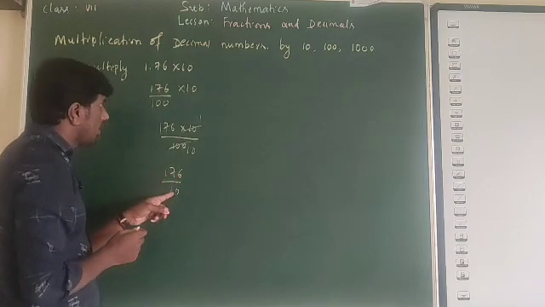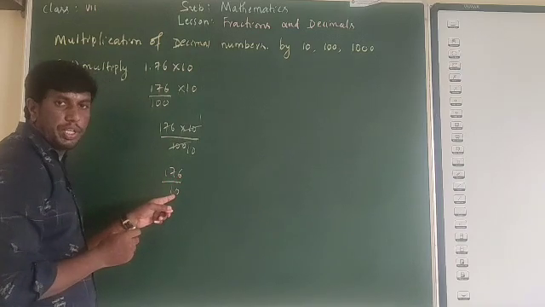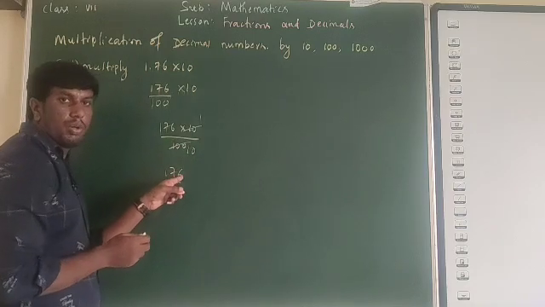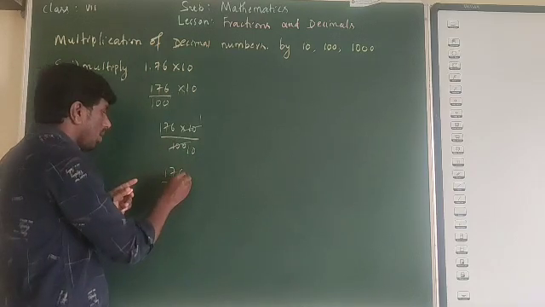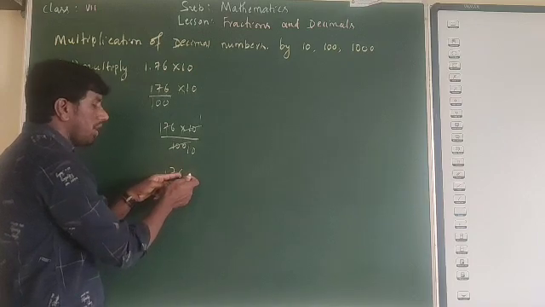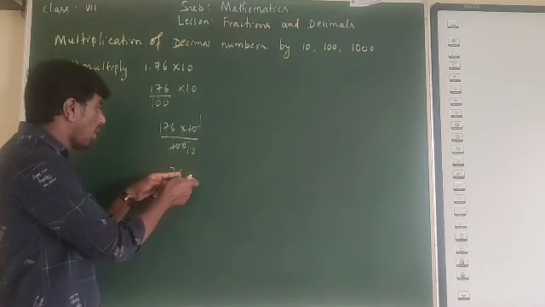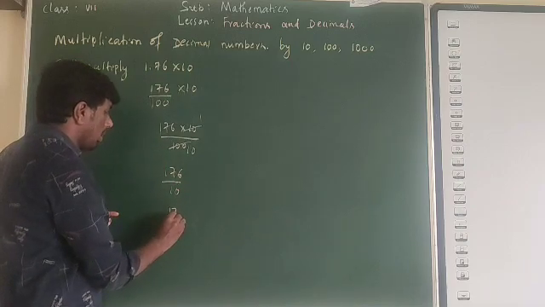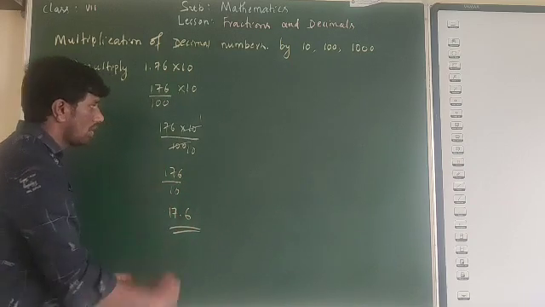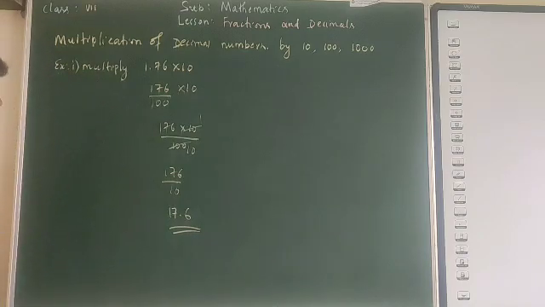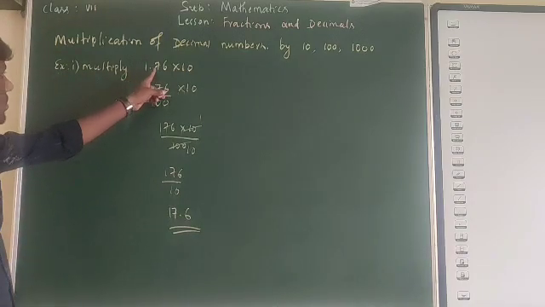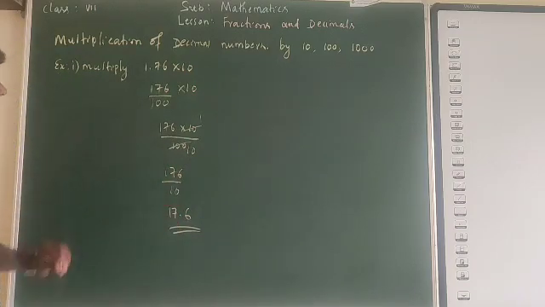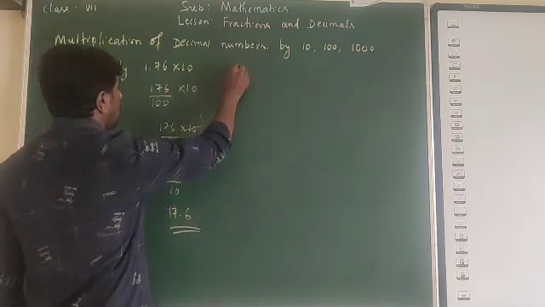So it is 176 by 10. How many zeros do I have? 1 zero. So by default I am having a decimal point here. Since I am having 1 zero, I need to shift the decimal point to the left side 1 digit. So it is nothing but 17.6. So you can observe that for the question 1.76 into 10, the answer is 17.6. We'll do that by 100, then we will come to know the difference.